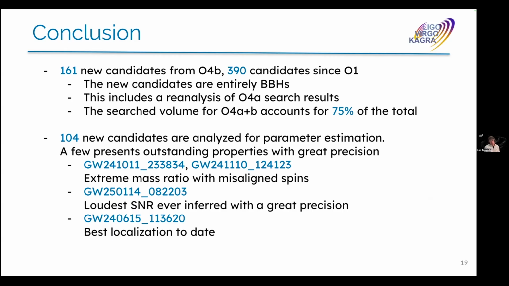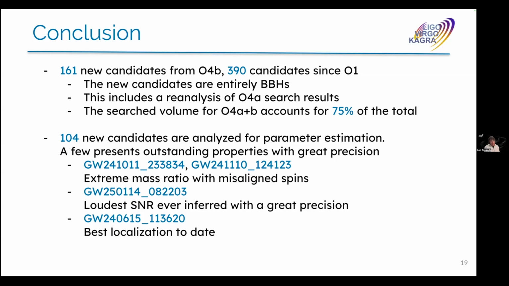And the new release also includes a reanalysis of the O4a search results, which we label GWTC-4.1. Together, O4a and O4b now account for about three-quarters of the total search volume of the whole catalog. Of the new events, 104 pass our stricter threshold and get full parameter estimation inference. A few of these are genuinely remarkable, some of which are also reported in a standalone discovery paper.